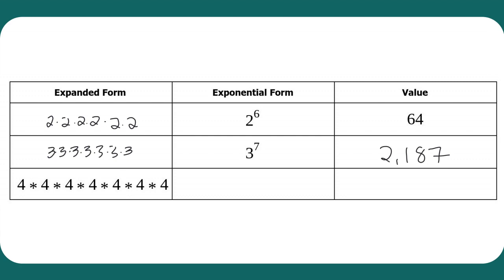And finally, we have this example in expanded form, and we need to know what is the exponential form and what is the value. So in expanded form, we have 4 times itself 1, 2, 3, 4, 5, 6, 7 times. So that would be 4 to the 7th power in exponential form. And if I multiply 4 times itself 7 times, I will get the number 16,384.